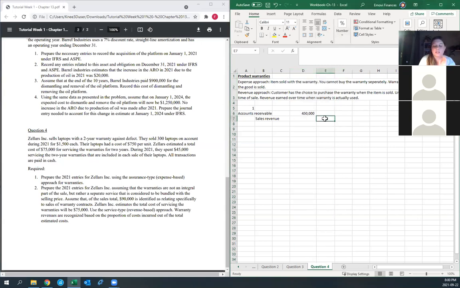All right, and it's the same sales revenue, and you have to take into account your cost of goods sold, which they said that the items had a cost of $750, and this decreases your inventory.